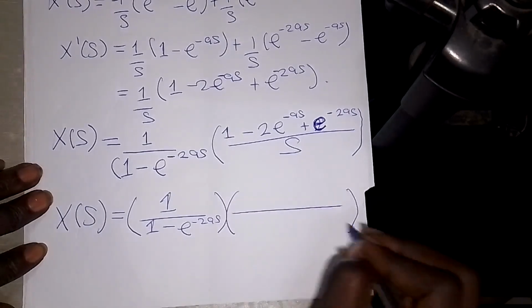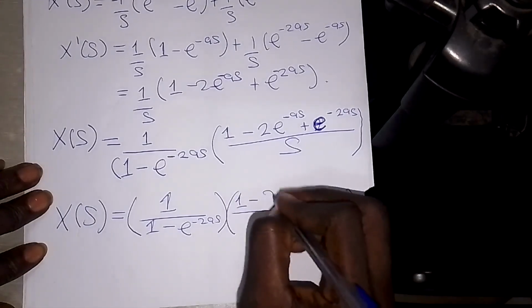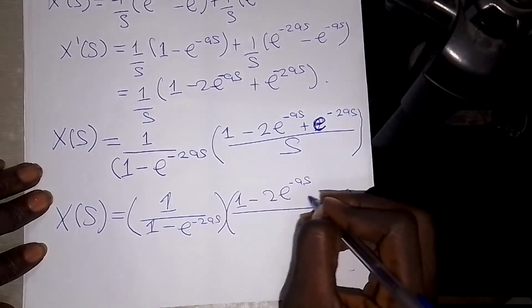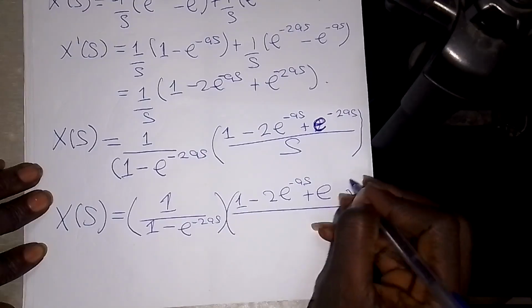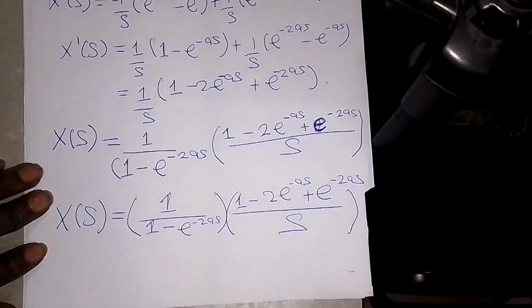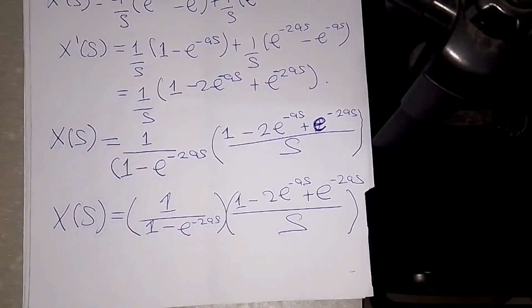into 1 minus 2e^(-as) plus e^(-2as), over s. So this becomes my Laplace transform for this particular question.